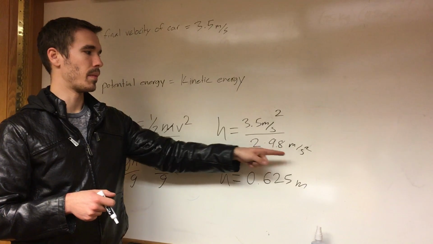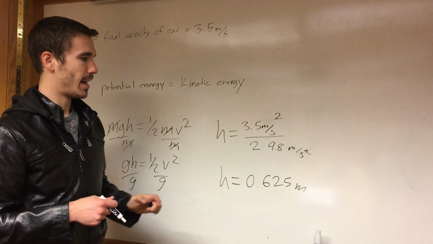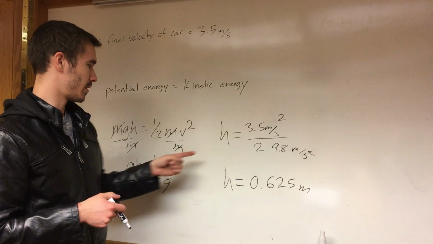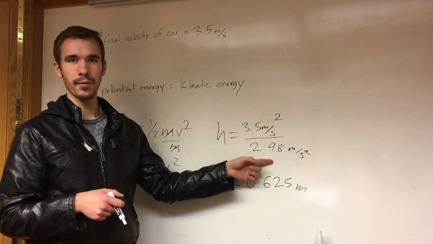And since we're dividing by meters, it will cancel out one of the meters, leaving only meters left as the units. And the reason why 2 is on the bottom here is because you're multiplying by 1/2, which is basically equivalent to multiplying the bottom by 2.